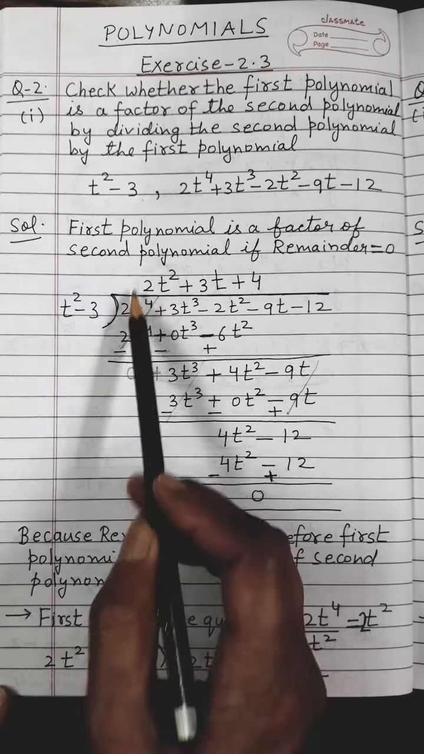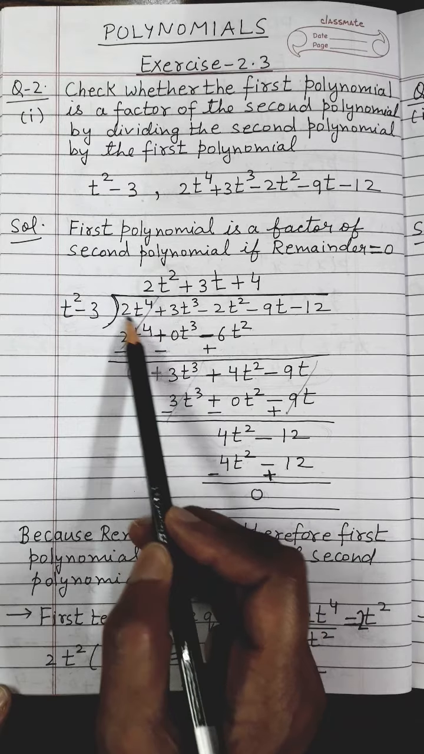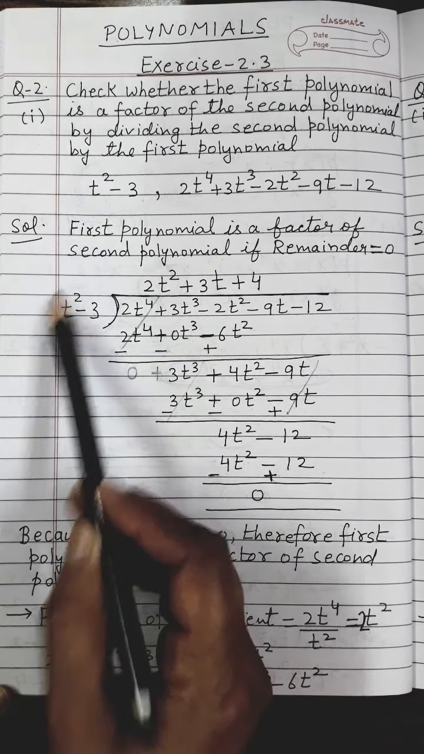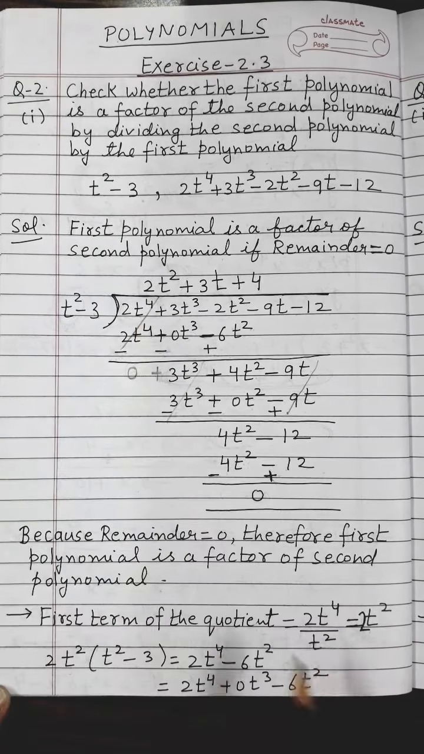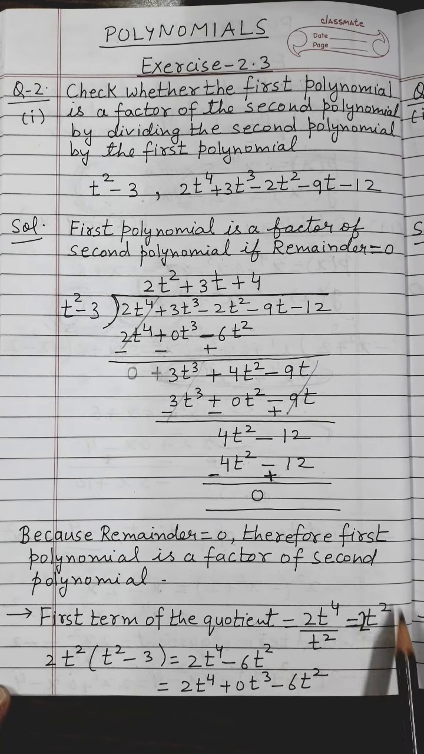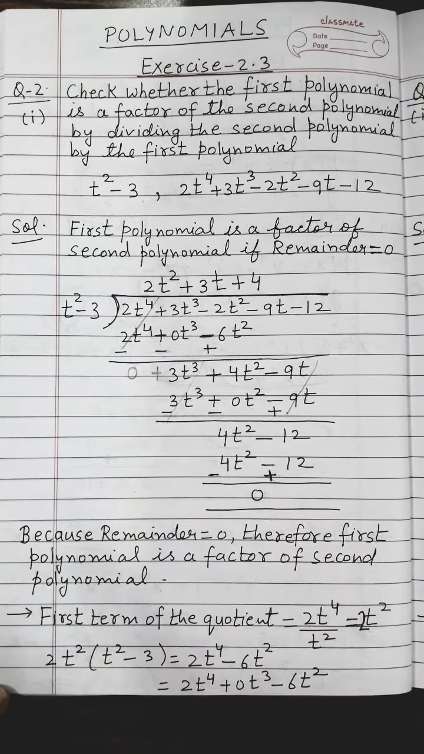So in order to obtain the first term of the quotient, what will I do? First term of the dividend divided by first term of the divisor. So I write down first term of the quotient equals first term of the dividend 2t power 4 divided by first term of the divisor t square. So this will give you 2t square. 2t square will be your first term of the quotient. So I write down 2t square on the quotient side.